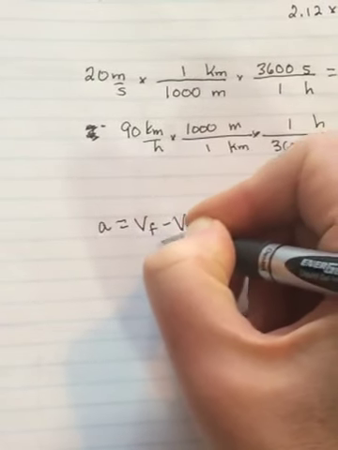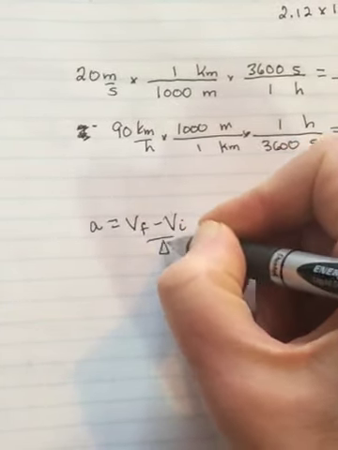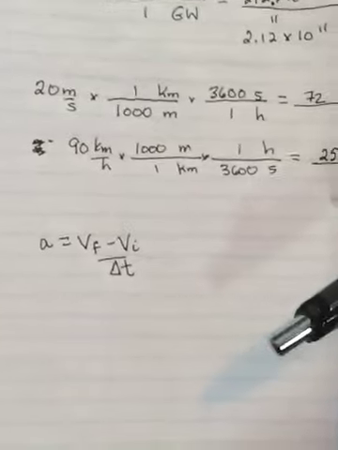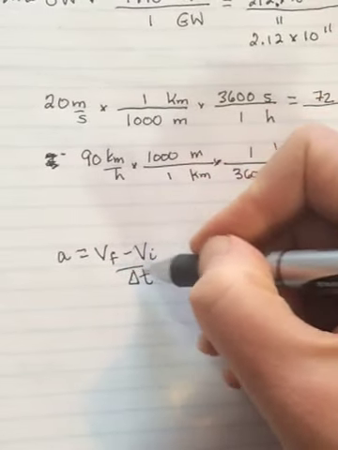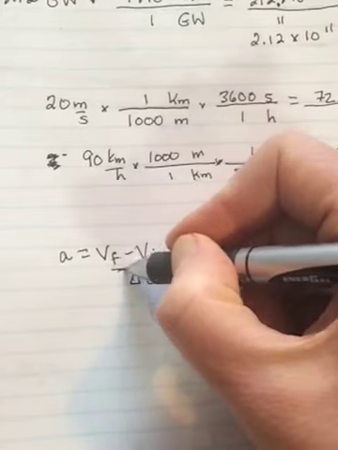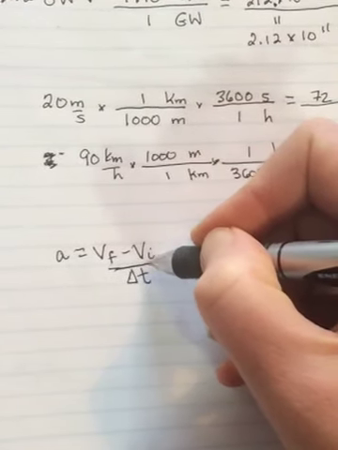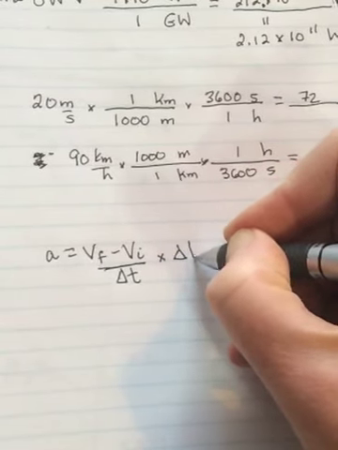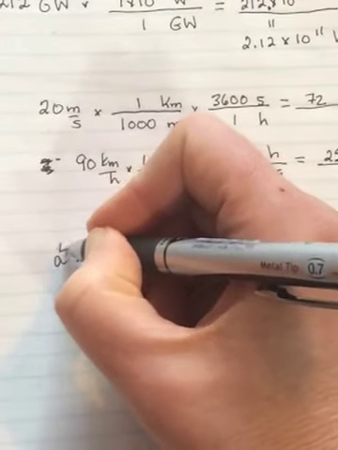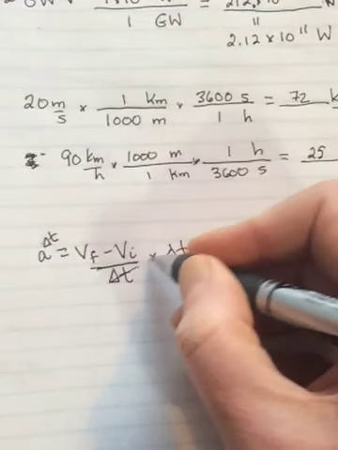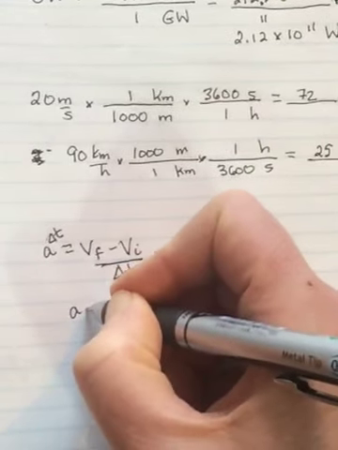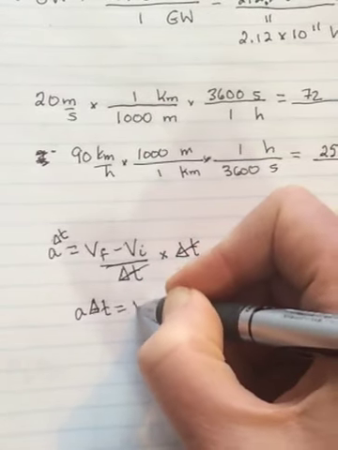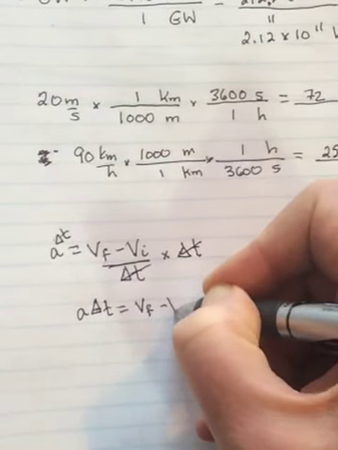So we have A is equal to VF minus VI over delta T. And again, on the first part of the sheet, it wants you to rearrange for VI. We want to get the VI all by itself, but right now it's over delta T. So the first step would be to get rid of delta T. How do we get rid of delta T? Well, it's divided by it, so we can multiply both sides by delta T. When we do that, this cancels out, and so then we have A delta T equals VF minus VI. I can really write better than this when I'm not holding a camera in my other hand.